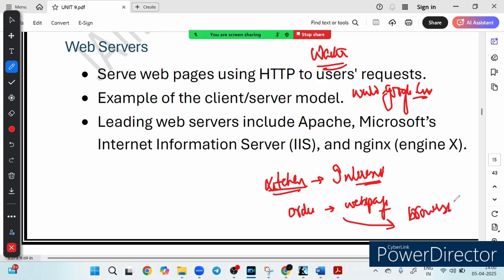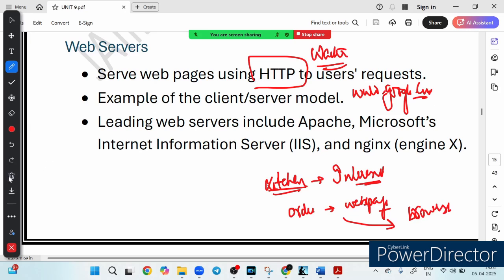Again, I'm repeating. Whenever you, the customer, ask for something, let's say a web page like www.google.com, the web server, who is the waiter, runs to the kitchen, that is the internet, gets your order, that is your web page, and serves it back using your browser. It uses a protocol called HTTP, which stands for hypertext transfer protocol, the set of rules for sending and receiving web content.